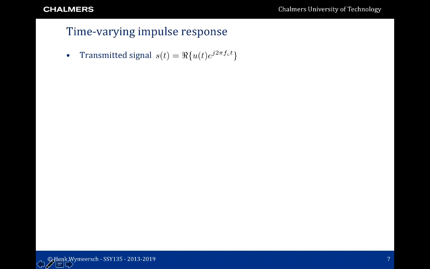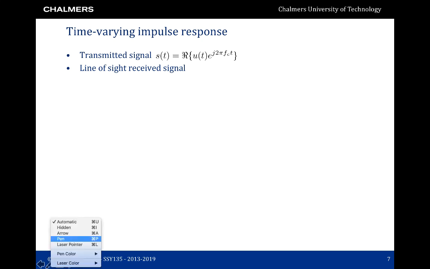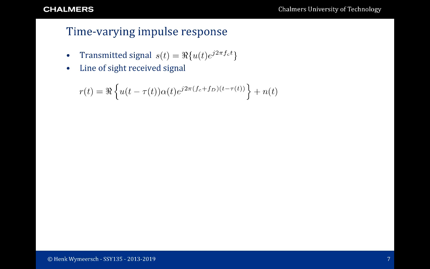Looking at this from a more mathematical point of view, we consider a transmitted signal, u of t in complex baseband, s of t in passband. Under line of sight only, the received signal would look like this. We have the transmitted signal, which is delayed by a certain time depending on the distance. If the receiver is moving, this distance would depend also on time. It has an amplitude, which depends on path loss and shadowing. Here the delay also appears in the carrier frequency, plus a Doppler shift.